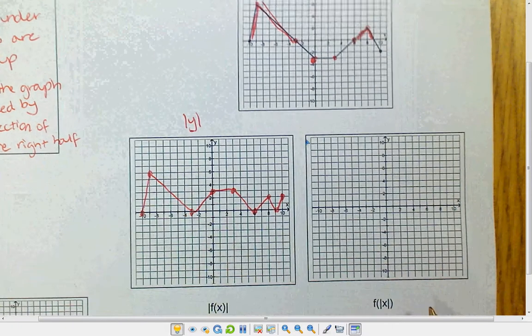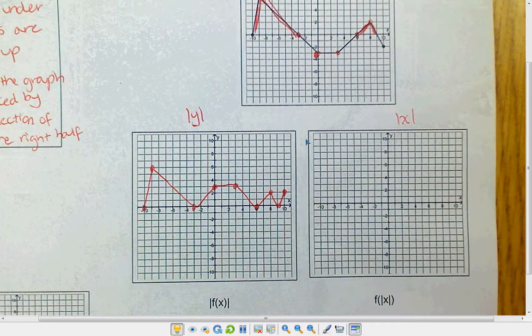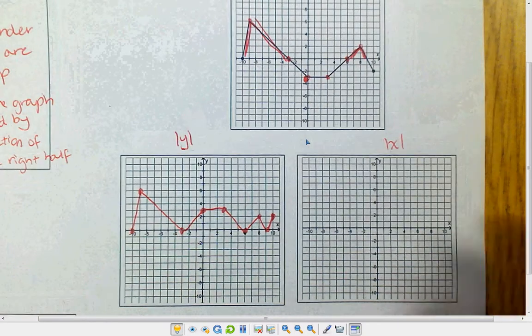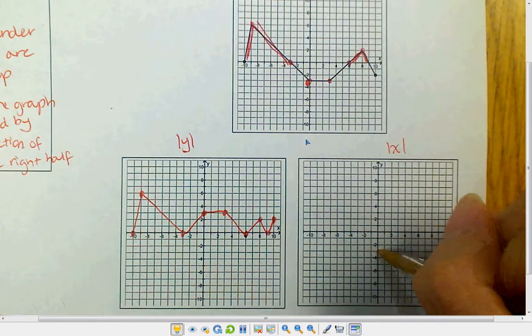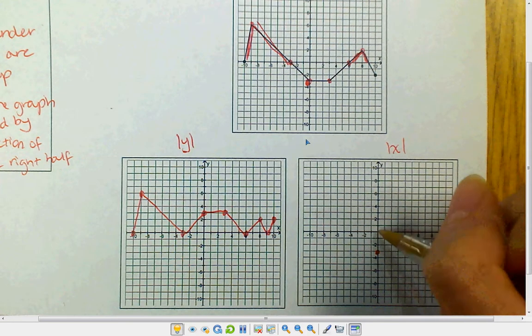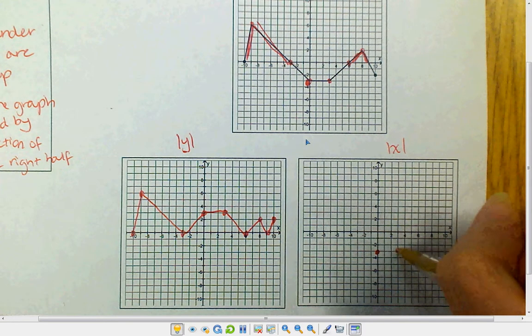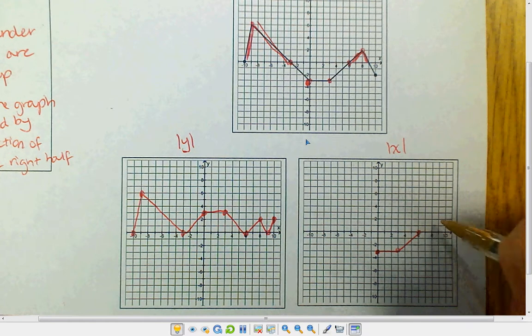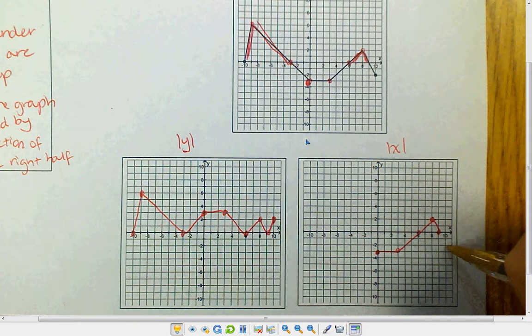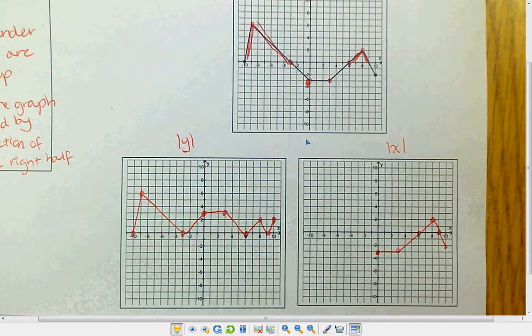For our next graph, we're now finding the absolute value of x. So this is when we are keeping all of our positive x's. So this entire side of my graph stays the same. So I've got -3, 0, -3, 3, -3, 6, 0, 8, 2, 9, 0, 10, -2.